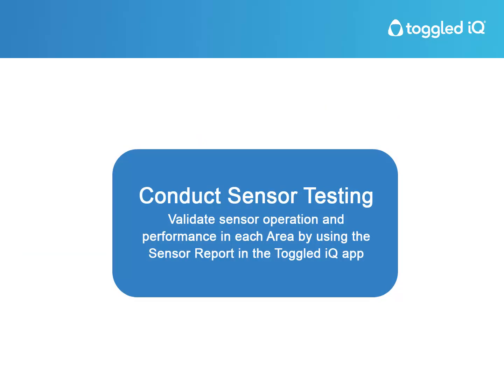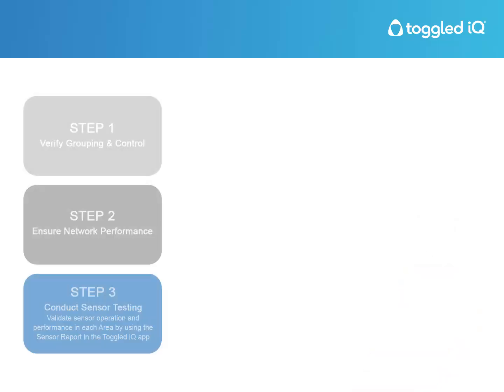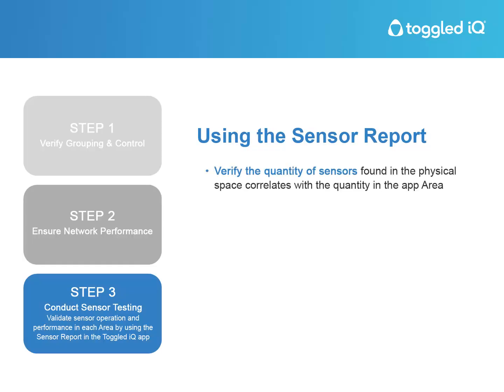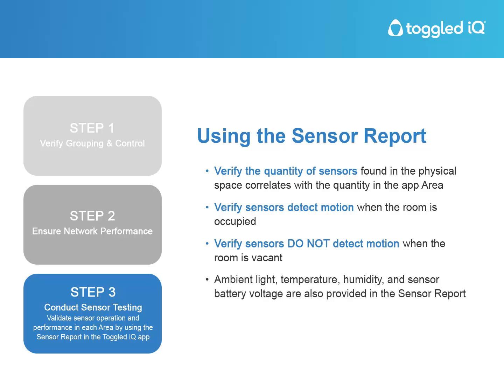Step 3. Conduct sensor testing. Validate sensor operation and performance in each area by using the sensor report in the Toggled IQ app. Using the sensor report. Verify the quantity of sensors found in the physical space correlates with the quantity in the app area. Verify sensors detect motion when the room is occupied. Verify sensors do not detect motion when the room is vacant. Ambient light, temperature, humidity, and sensor battery voltage are also provided in the sensor report.